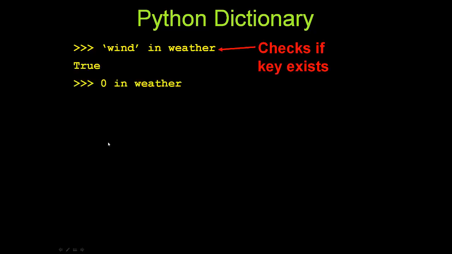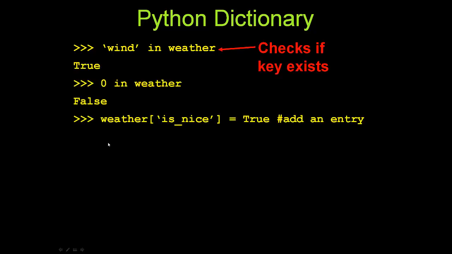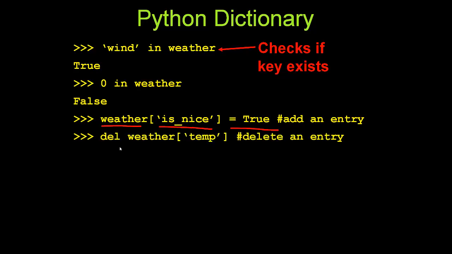Okay, weather['temp'] is 0, in weather false. Okay, now next thing, if you do weather['is_nice'] = True, this is actually an assignment sort of thing, right? So essentially you add another dictionary entry to the dictionary. So you can also do del weather['temp']. Okay, this deletes an entry from a dictionary.